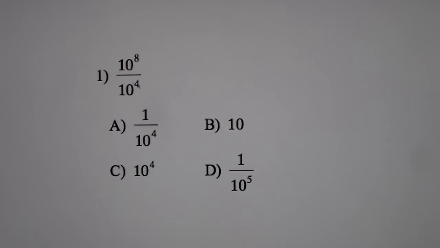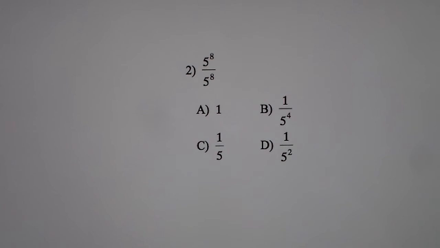We're going to see problems like this, where you have the same base and different powers in the exponents. But what's different about this problem compared to the problems we've done in the past is that now we're involving division. When we have the same base and we're dividing that same base, all we have to do is subtract the powers. So the power in the numerator, 8, minus the power in the denominator, 4. 8 minus 4 gets us 4. So our answer for the first one is C, 10 to the power of 4.